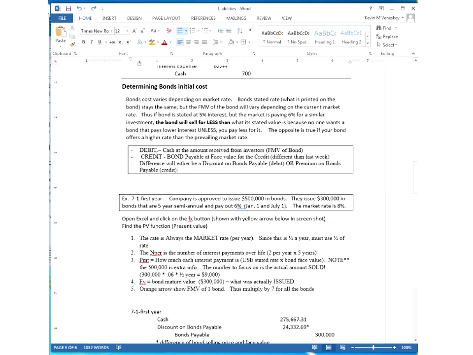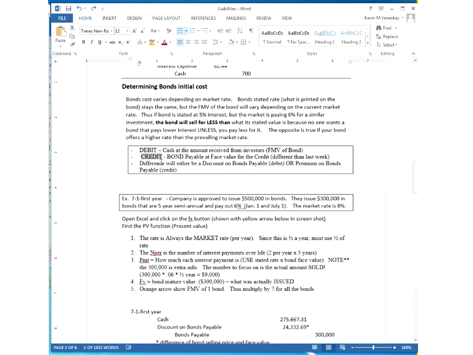We're not the ones buying them anymore, we're the ones selling them. So if we're selling the bonds, what do we get? That's our debit question. We're actually getting cash, and we're going to get cash at whatever the fair market value of my bond is. And that depends on the interest rates.